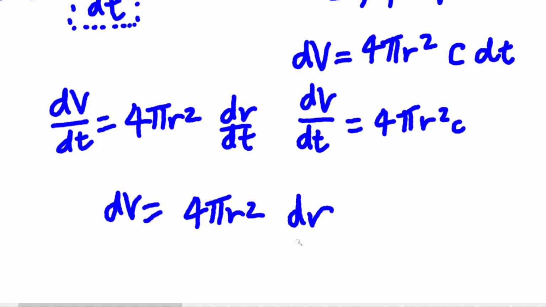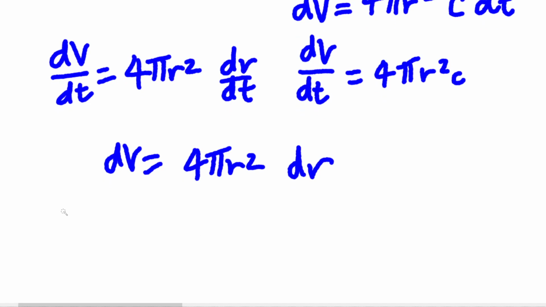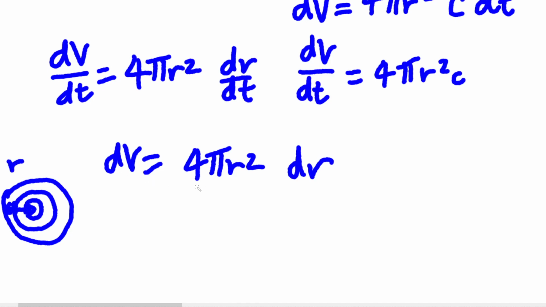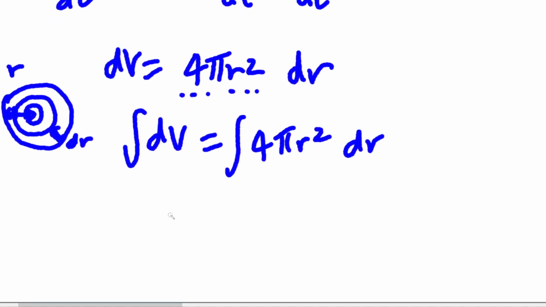Now, where might you have seen this before? Because if you think about it, it's saying that the volume of a particular surface of a sphere, where that surface is r away from the center, is going to be 4 pi r squared multiplied by the thickness of that surface, dr. If you integrate both sides, you get the integral of dv is equal to the integral of 4 pi r squared dr with respect to r, or v is 4 over 3 pi r cubed.